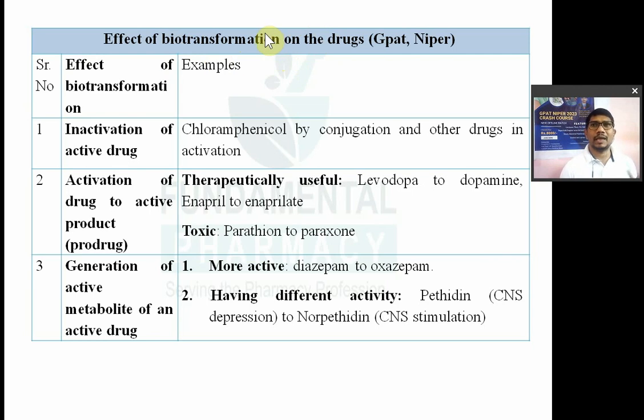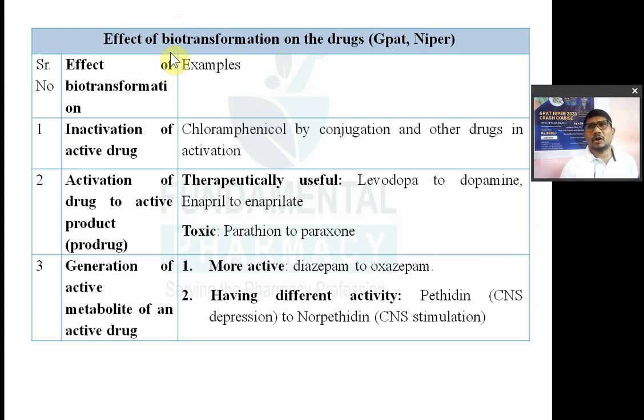What is the main aim of biotransformation? The main aim of biotransformation or main aim of metabolism is nothing but the inactivation of drug. Again, another main aim: for absorption you need a lipid soluble drug, but for elimination from the body you need a water soluble drug. So the main aim of metabolism is the conversion of lipid soluble drug into water soluble drug. इसके ऊपर भी क्वेश्चन आ चुका है, right?